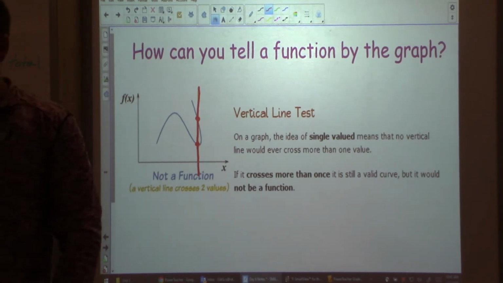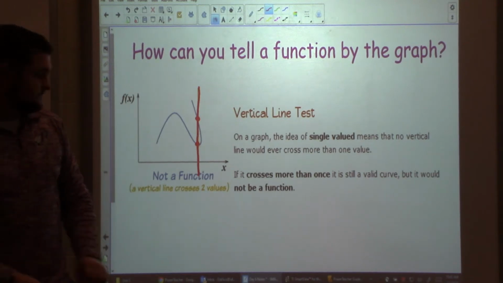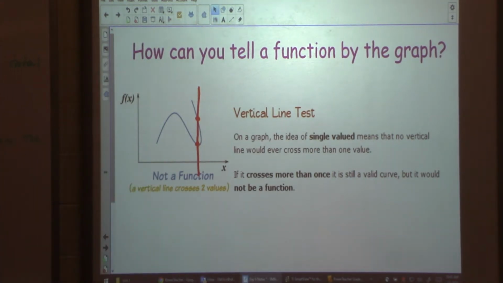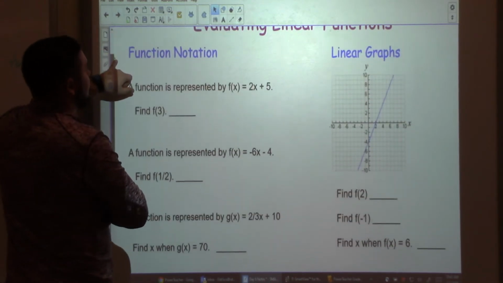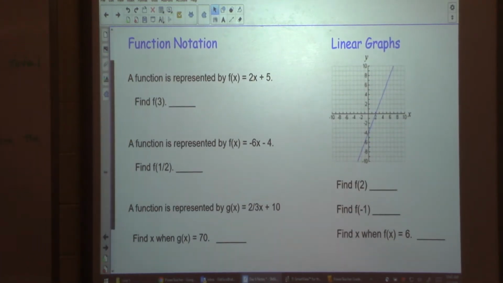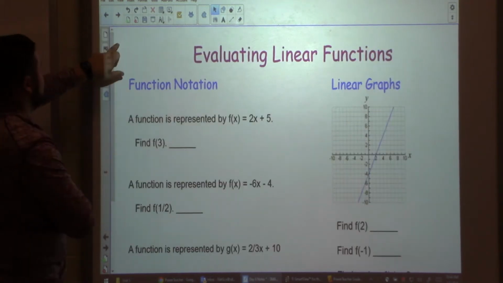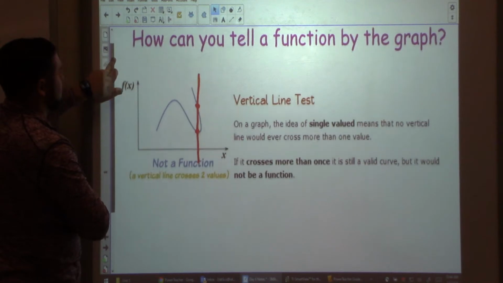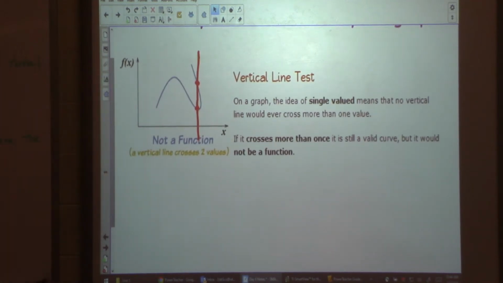Okay. Any questions so far? Alright. Then let's talk about actually figuring some functions out. So evaluating. Am I going too fast? Can you just go back real quick? Yeah. Yeah, no problem.